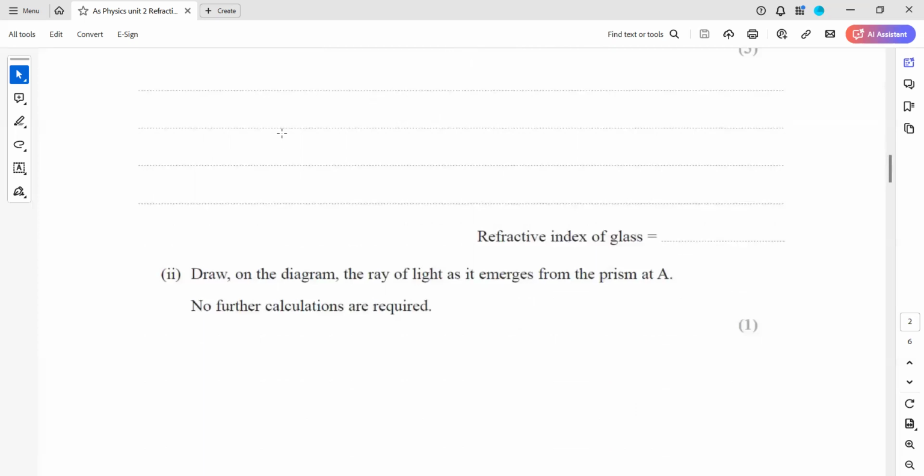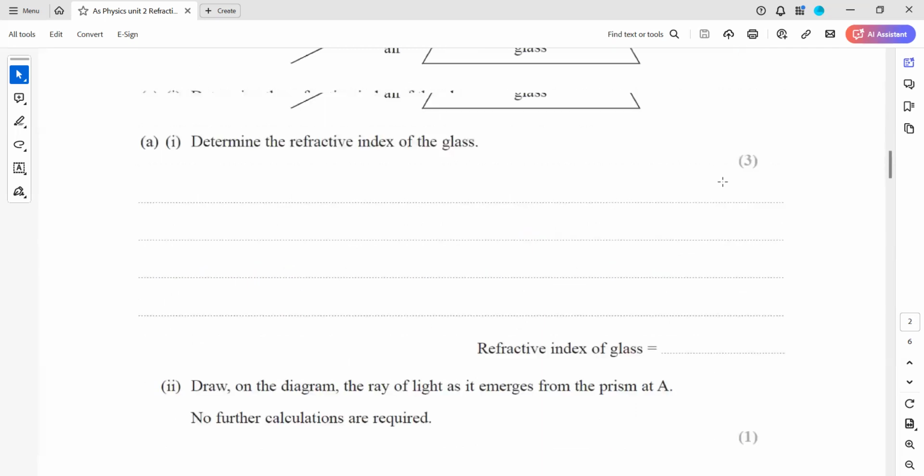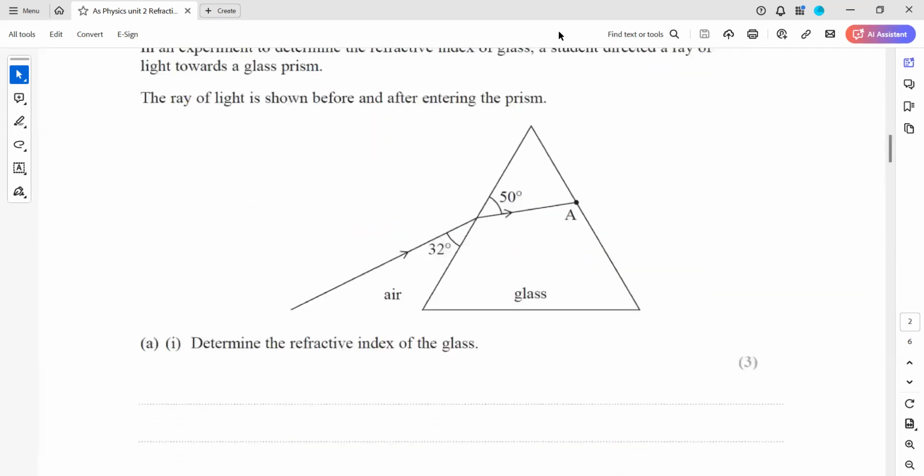Draw on the diagram the ray of light as it emerges from the prism. No further calculation, so we don't have to calculate. What you have to do is draw a normal. The normal is always perpendicular to the surface. So if this is a surface, this will be the normal. We just have to show that as the light travels from glass to air, the speed increases, so it will bend further away from the normal.